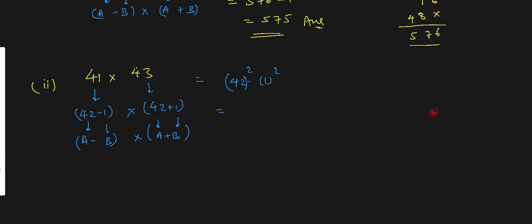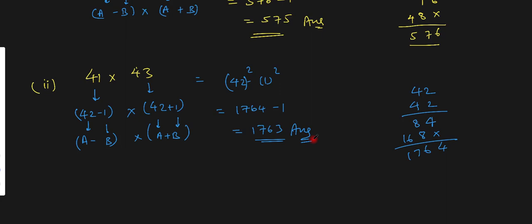So square of 42 will give you 42 into 42. 2 2s are 4, 4 2s are 8, and 16. 4, 8 plus 8, 16. This is 7. So 1764 minus 1 will give you 1763. So this is your answer.